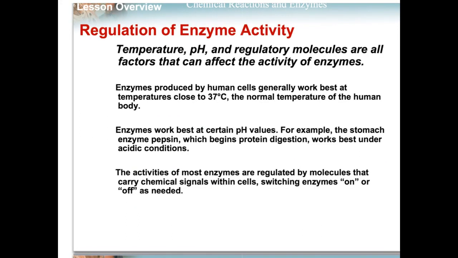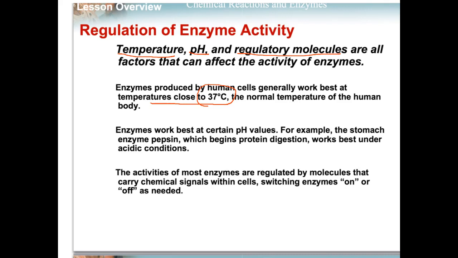Are there factors that regulate enzyme activity? Answer to that is yes. Some of those factors that are important are the temperature, the pH in the environment, and other regulatory enzymes. Thinking about temperature, if this is an enzyme that's working in the human body, it's going to work close to normal body temperature of 37 degrees Celsius.